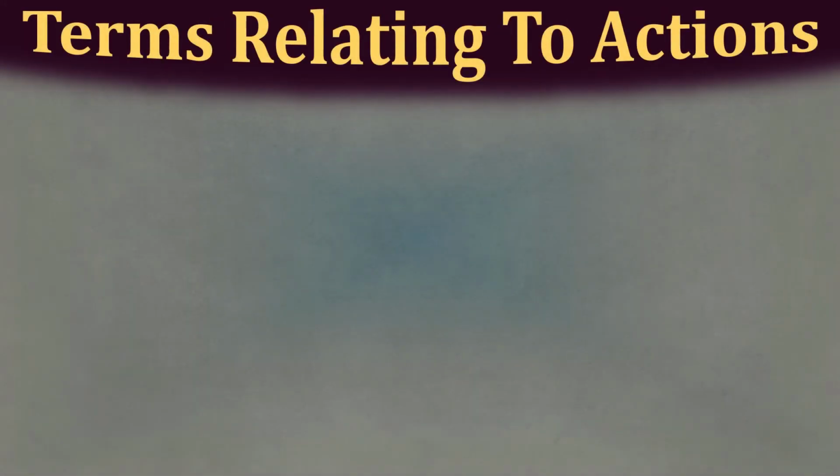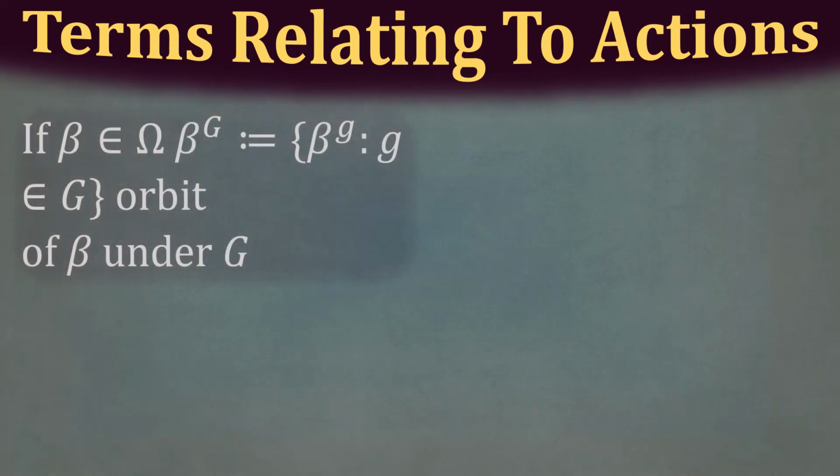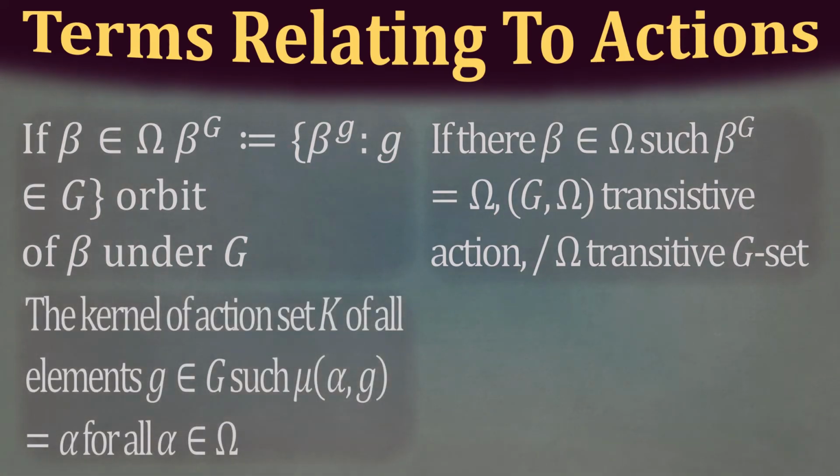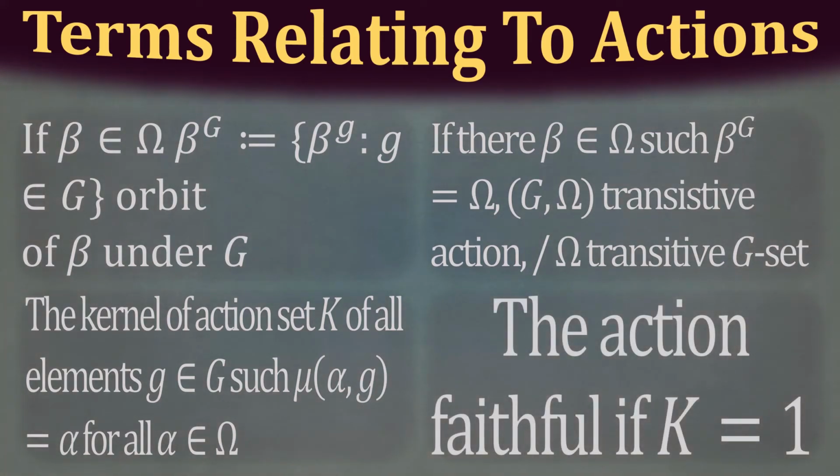Now, let's define some terms relating to action. If beta is in omega, then beta to the G is defined to be the set of all beta to the g for g in G, and is called the orbit of beta under G. If there is some beta in omega such that beta to the G is equal to omega, then G with omega is a transitive action, or omega is a transitive G set. The kernel of the action is the set K of all elements g in G such that mu of alpha with g is equal to alpha for all alpha in omega. We say that the action is faithful if K is equal to 1.